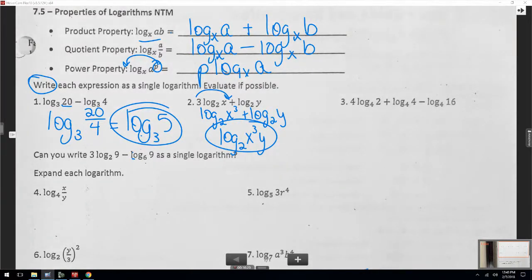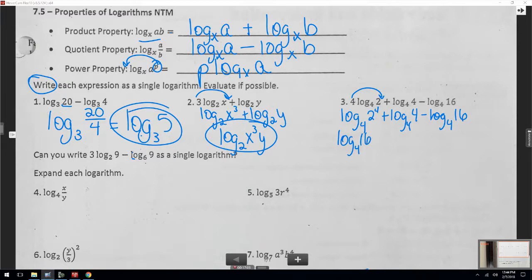All right, let's look at number 3. What do you see first? You see addition, and you see a power, right? You see the 4 in the front goes to the 2. So we've got log base 4 of 2 to the 4 plus log base 4 of 4 minus log base 4 of 16. Okay. All right, see anything else we can do before we start doing all this crazy property stuff? Simplify. What's 2 to the 4th? 16. There you go. So you've got log base 4 of 16.